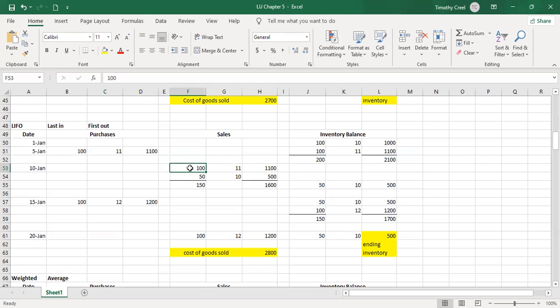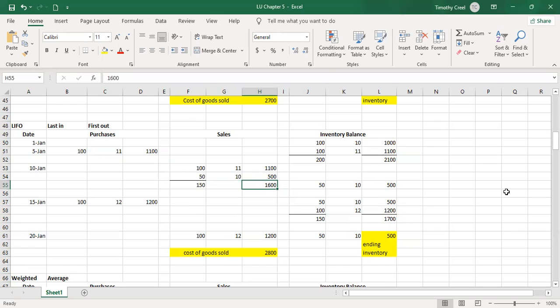It would be basically, we would take it out of the newest items to come in first and work our way backwards. So notice the first place it comes out of is the last items to come in. This 100 at 11 for 1100. And then the rest of it we start at the first one and work our way backwards. So our cost of goods sold for this one then would be $1,600 for this sale.